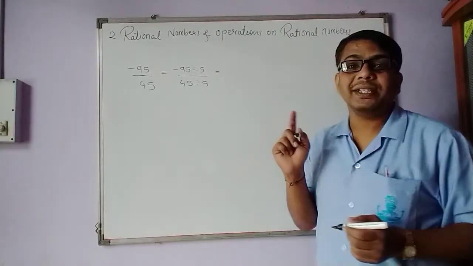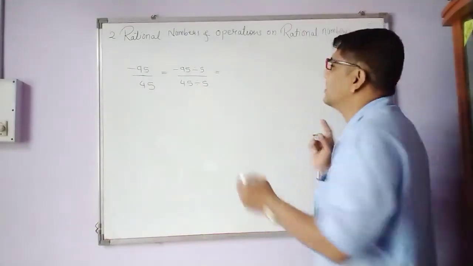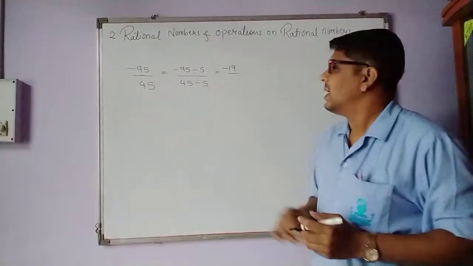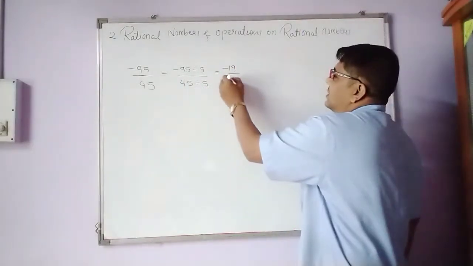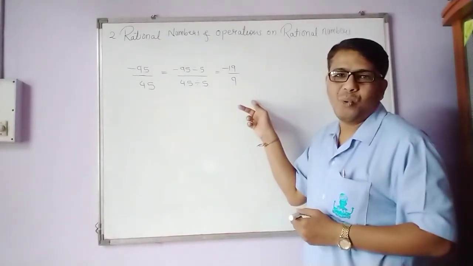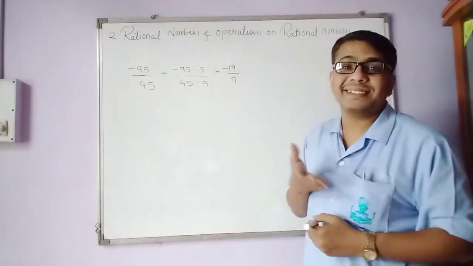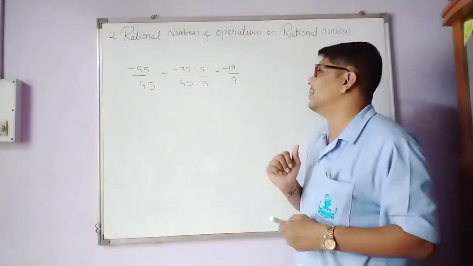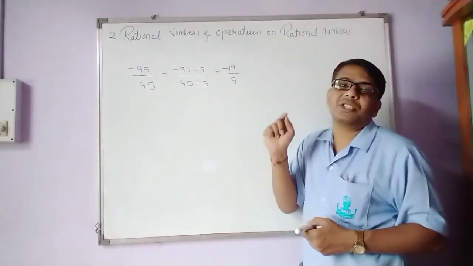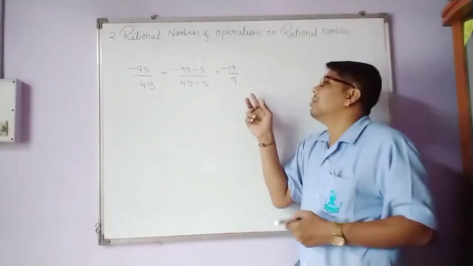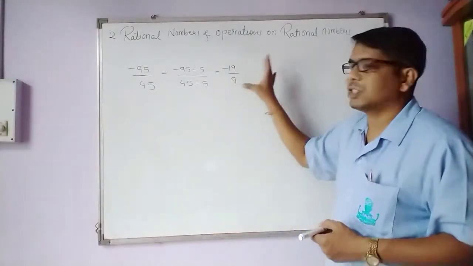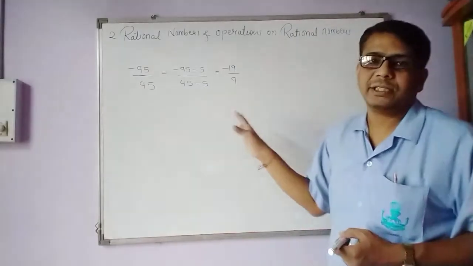Now 5, how many are 95? I should know the tables. 19 5s are 95. So minus 19, and 5, how many are 45? 9 5s are. So can you reduce this further? No. Why? Because 19 is, yes exactly, a prime number. So minus 19 upon 9. This is the lowest possible form. Okay, further you cannot reduce it. So this is the lowest possible form of the rational number.